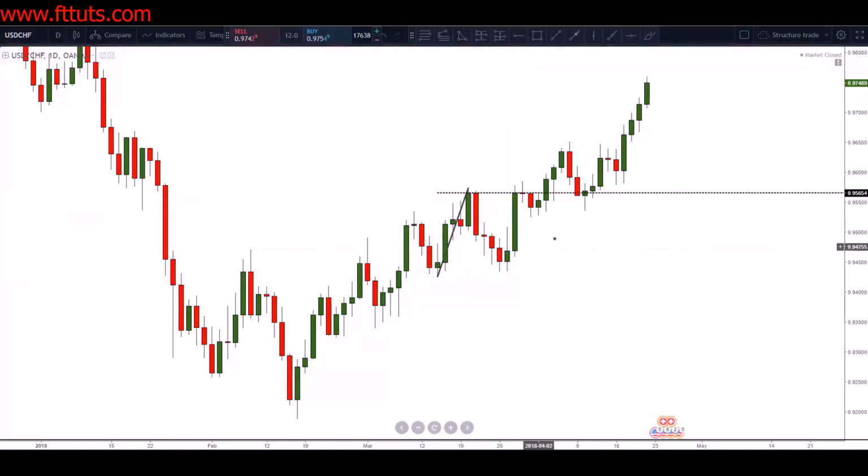Once broken, what do we expect out of that major level of structure resistance? While in trend, we expect that level to support the market and push it into new highs. And that's exactly what we got here out of the dollar Swiss. So that's what we're going to be looking for when it comes to trend continuation out of these markets.